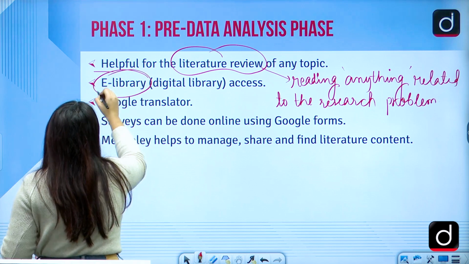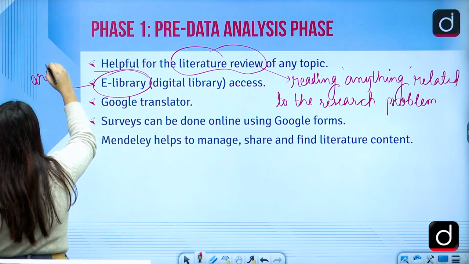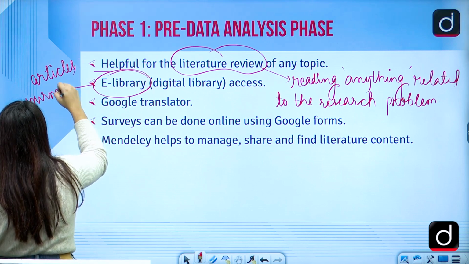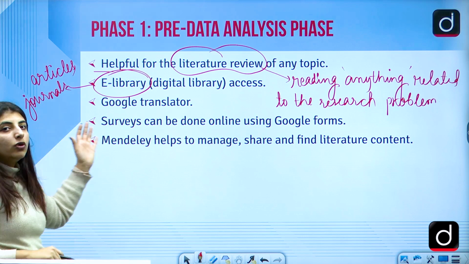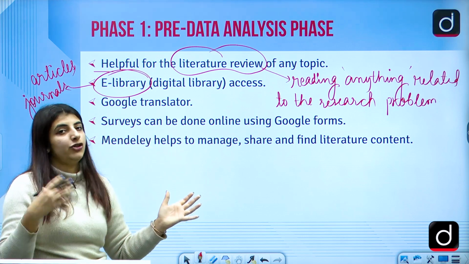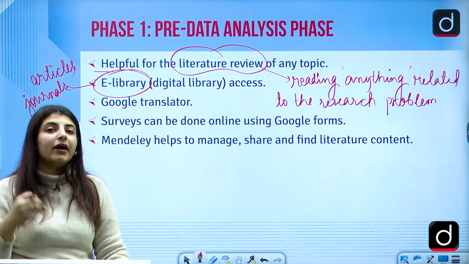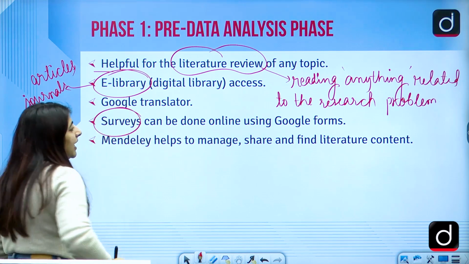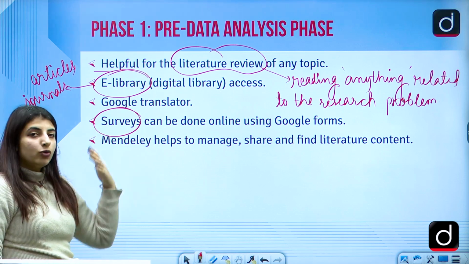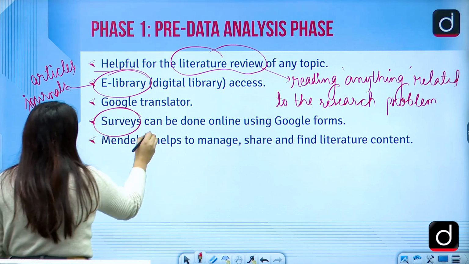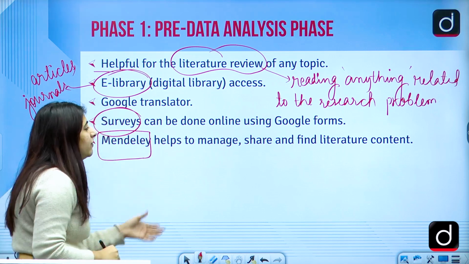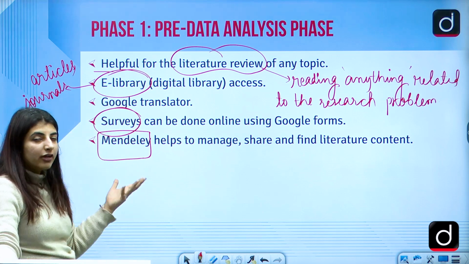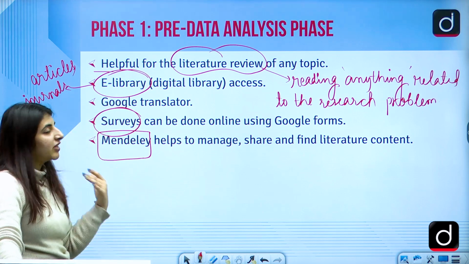E-library: you might collect various articles or journals from the e-library or the sources that you have there. Google Translator: there might be some things which you might not be able to get. How can that be done? Using the Google Translator. Surveys can be done using Google Forms, that too in the pre-data analysis phase only. And here, this is a software which is used to manage, share and find literature content. So this is just factual information that I would like you all to note down, right?